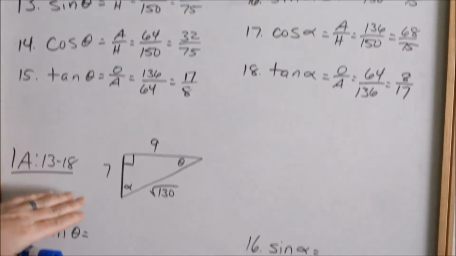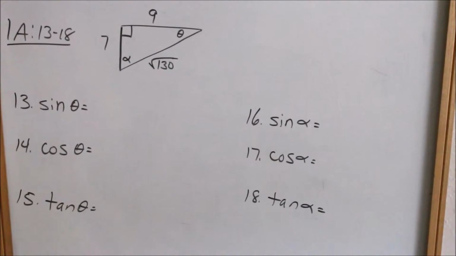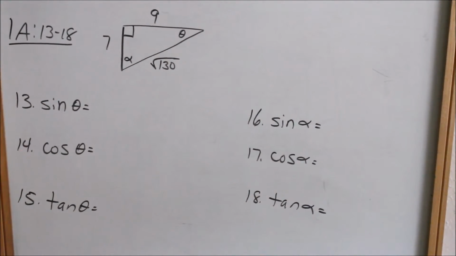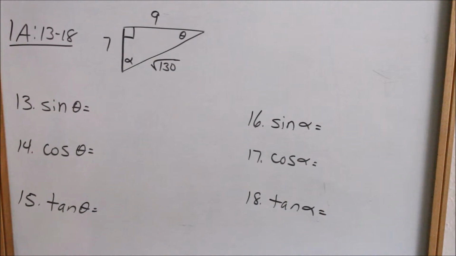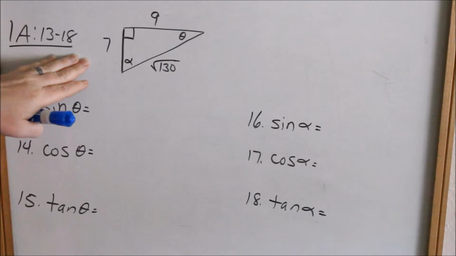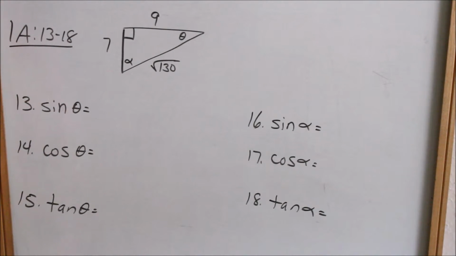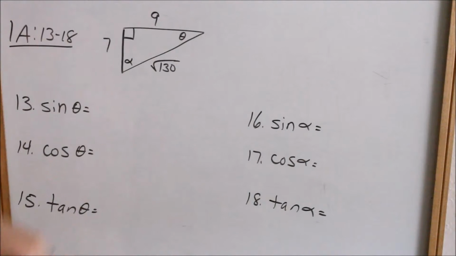Alright, let's go to page 1A. In that problem, the main thing to remind everyone is to get rid of your decimals. Don't have a decimal in a fraction. So now looking at page 1A, same thing, 13 through 18. We're still going to be doing sine, cosine, and tangent of alpha and theta. Again, this Greek letter is alpha, that Greek letter is theta.